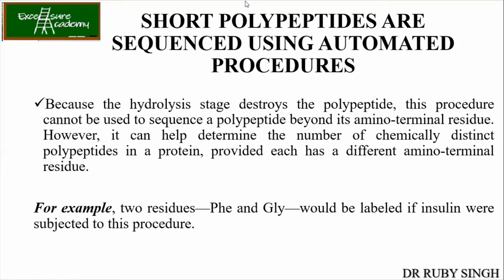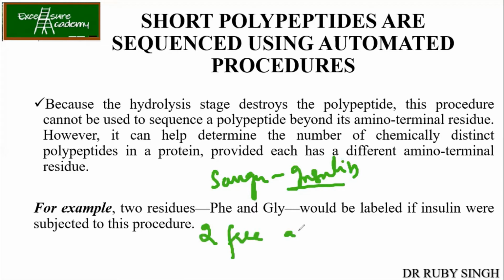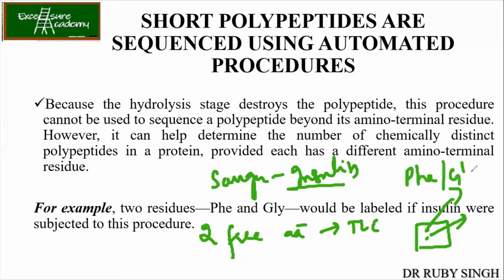So, when you are carrying out the Sanger method for insulin, what will happen? The procedure is the same and there will be two free amino acids. Now, once you run the TLC, you will see two spots. Once you compare with the standard amino acids, you will find that one is for the phenylalanine and the other one is for the glycine. So you know that there are two chains in the insulin and you have got the two N-terminal residues. Okay. So this is how you carry out your Sanger method.